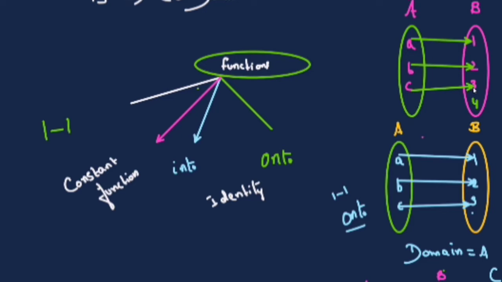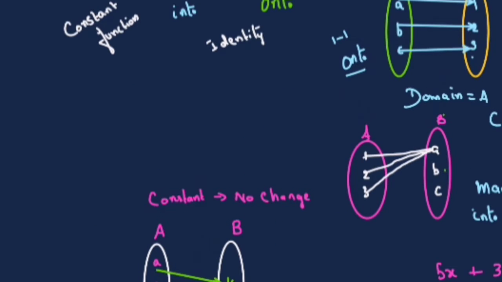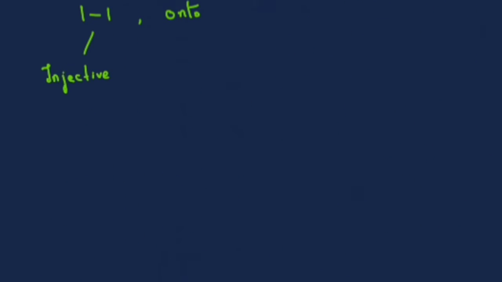What is an on-to function? An on-to function is when the range is equal to the codomain. If the codomain is equal to the range, then the function is on-to. So a function is one-to-one if different elements have different images. A function is on-to when the codomain is equal to the range. An on-to function is also called a surjective function.